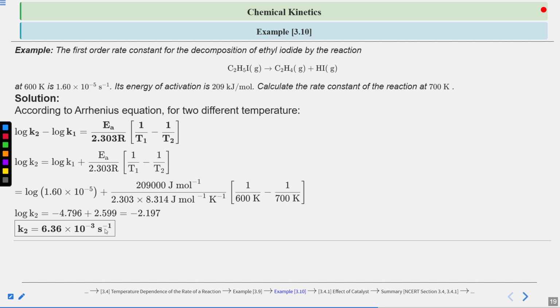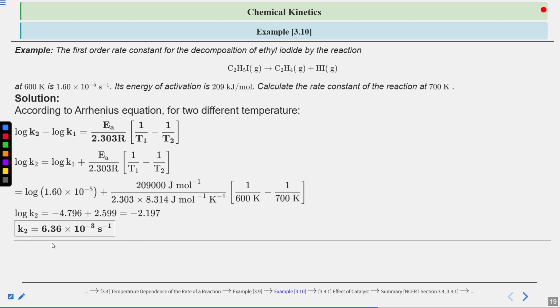Okay. So how did you get K2 from this log K2? The base in the log is 10. So log base 10 of K2 is something. Let's say log base 10 of K2 is x. So K2 will be 10 to the power x. Now take x as minus 2.197. So log K2 is minus 2.197, so K2 will be 10 to the power minus 2.197. And when you solve this, it will be 6.36 times 10 to the power minus 3, in second inverse units.